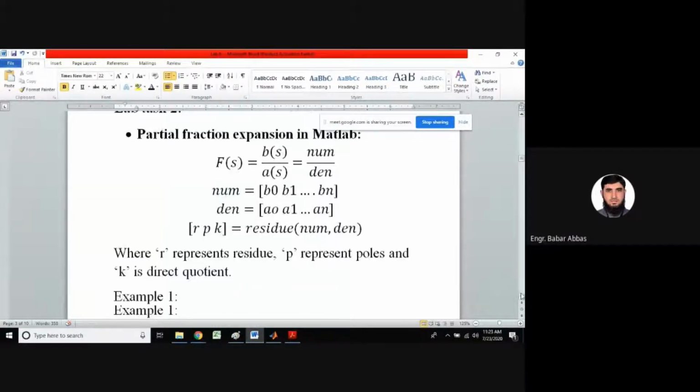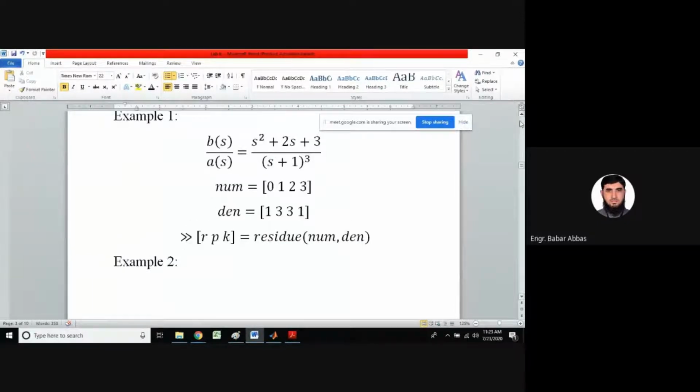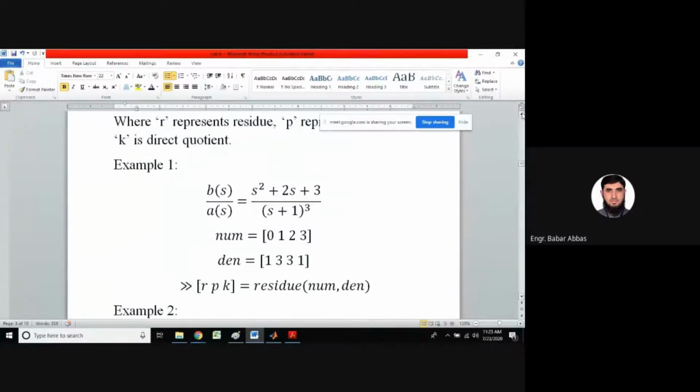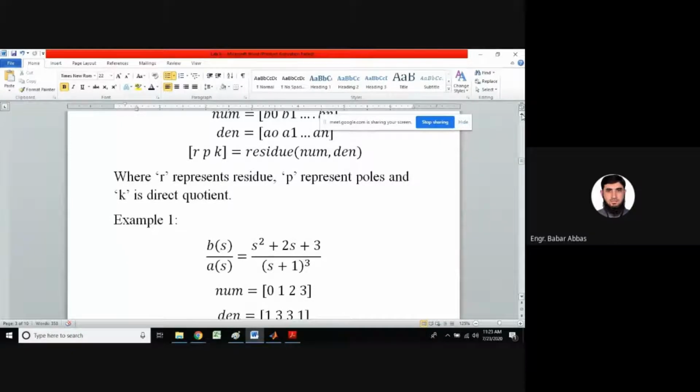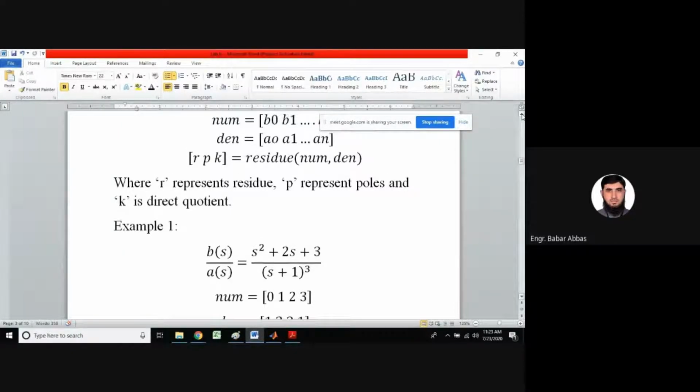The command used for the partial fraction expansion is rpk. In square brackets, [r,p,k] equal to residue, followed by the parenthesis numerator versus denominator, num, den. Where on the left-hand side in the square brackets, r shows the residues.